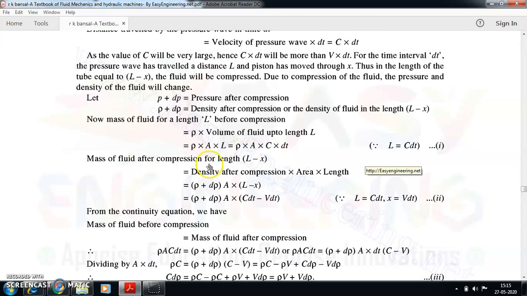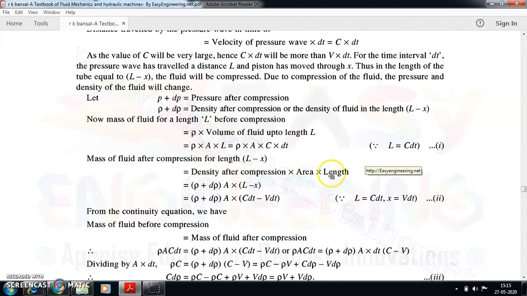Mass of the fluid after compression will be density after compression into area into length. Okay, so it's basically the rho A V equation. So the mass here also is density into volume. Here also it is density into volume.